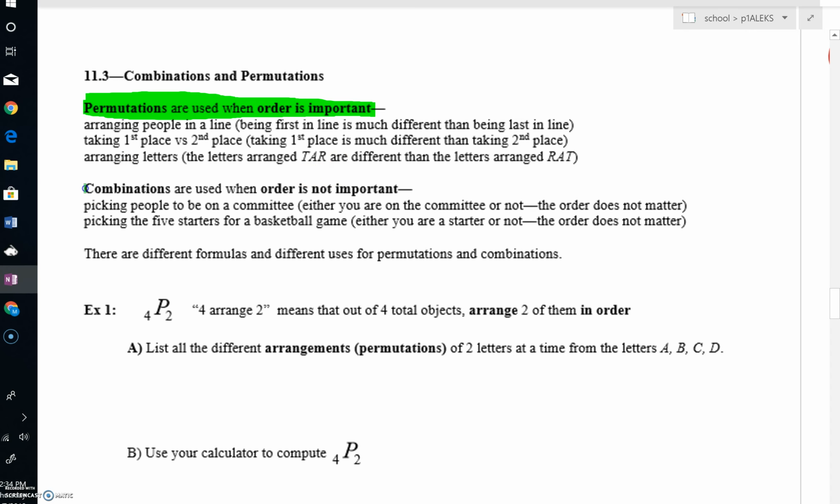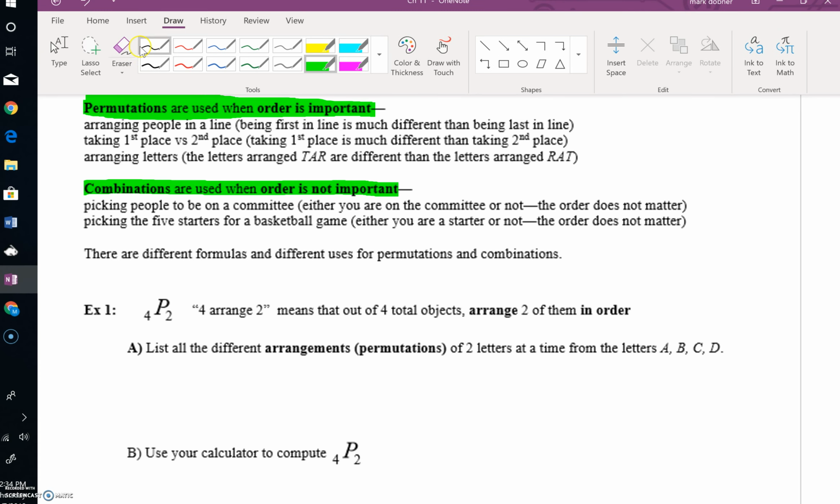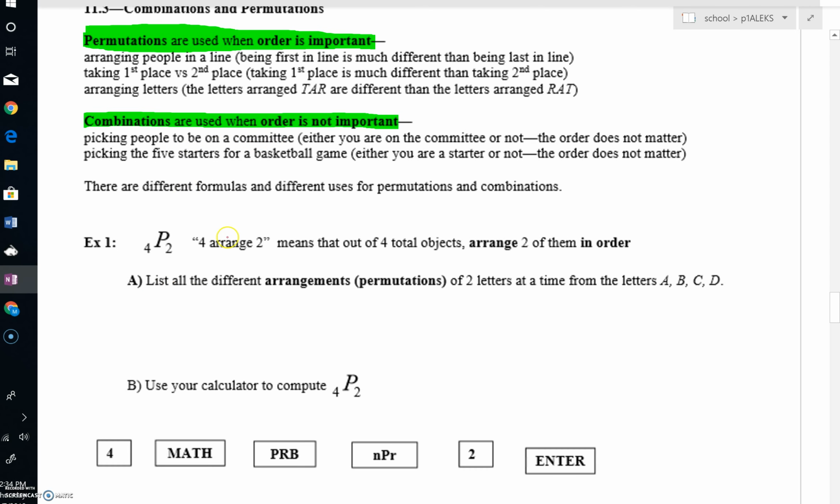But sometimes you're going to find that order is not important. Combinations is what you use in that regard. If you were picking the number of people on a committee, either you're on the committee or you are not. If you are just naming starters for a basketball game, not what positions they're playing, but just being a starter versus not starting. Either you start or you don't. Order doesn't matter. So let's look at example 1.